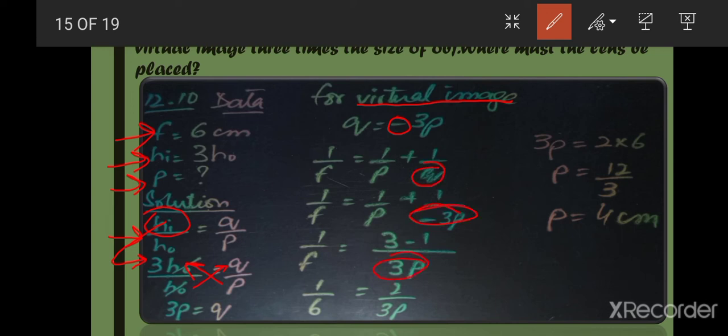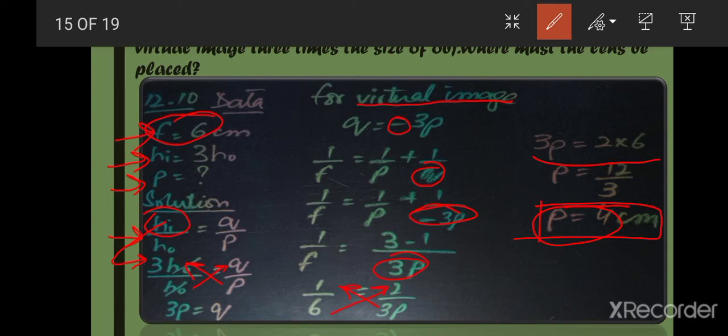Taking the LCM and solving it, in the end cross multiplication gives you 3P equals 2 multiply 6. The distance of object must be 4 centimeter. Focal length is 6 centimeter, P is 4 centimeter. Means you have to take the object within the focal length of convex lens.